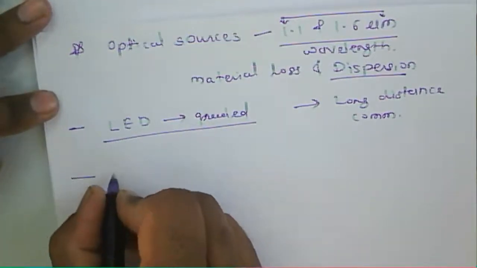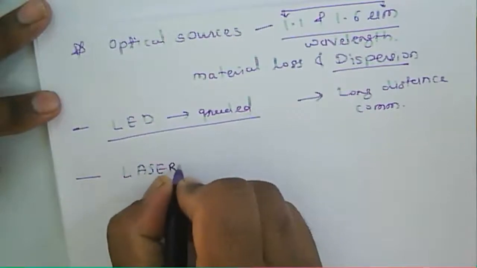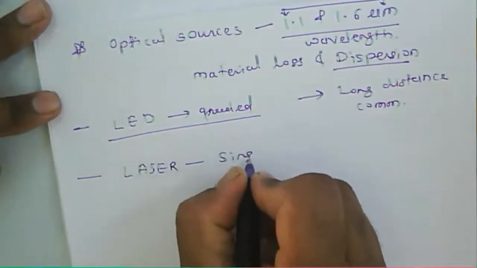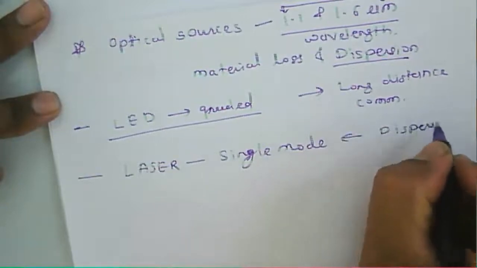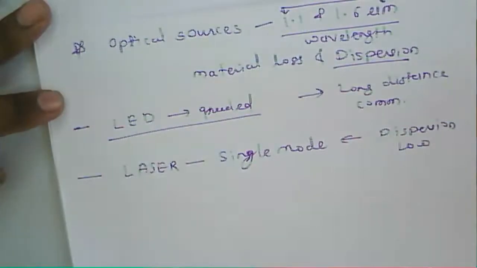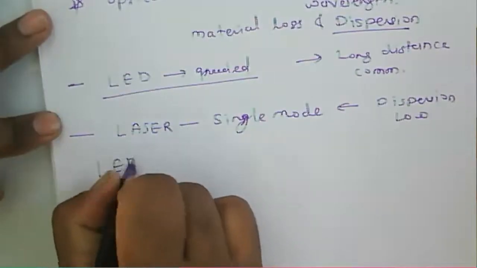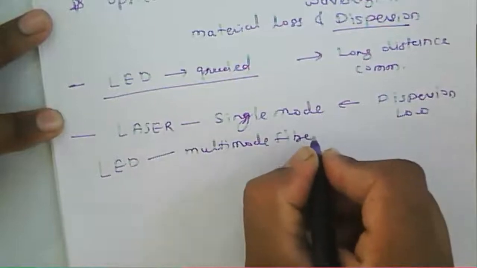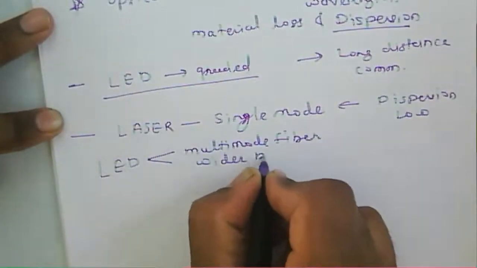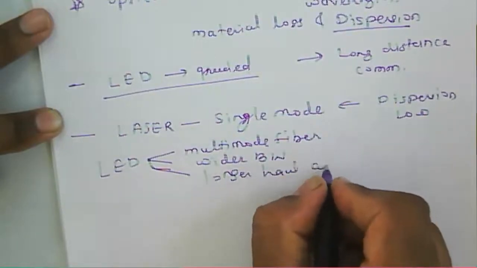So for a given particular source, what will be the losses and dispersion? Similarly, if we use a laser with a single mode of operation, in that case the dispersion will be low. But if we compare an LED and a laser, generally an LED is used for the multimode fiber, for the wider bandwidth, and we can use that LED for longer haul application.